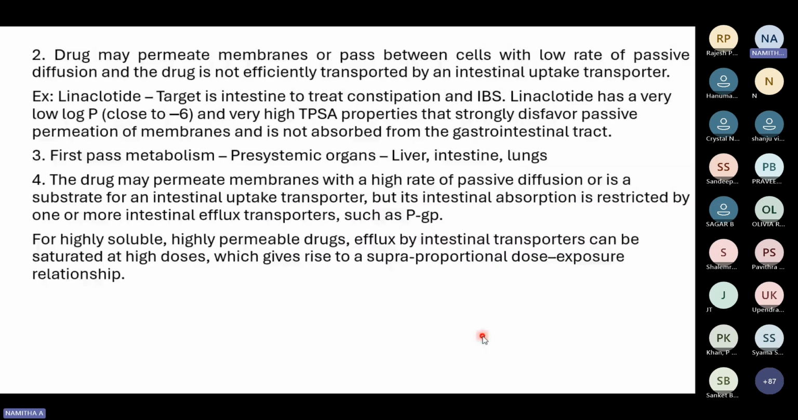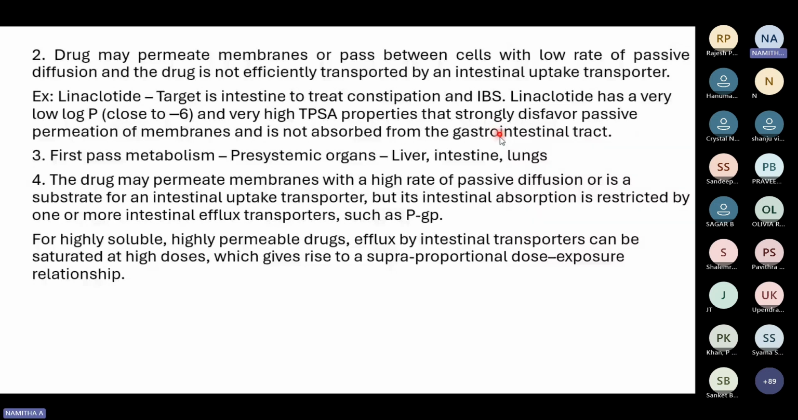The drug may permeate the membranes or pass between the cells with a low rate of passive diffusion, and the drug is not efficiently transported by an intestinal uptake transporter. An example for this is linaclotide. The target is the intestine, to treat constipation and irritable bowel syndrome. Linaclotide has a very low log P and very high polar surface area. This strongly disfavors passive permeation in the gastrointestinal tract. Hence, it acts locally in the intestine to treat constipation and irritable bowel syndrome.